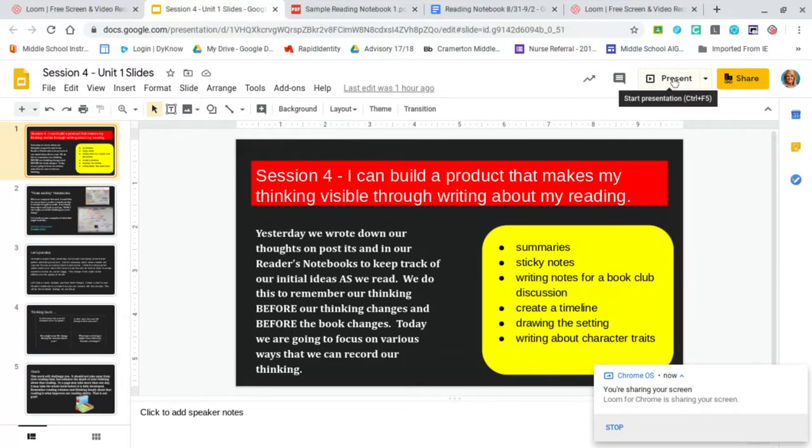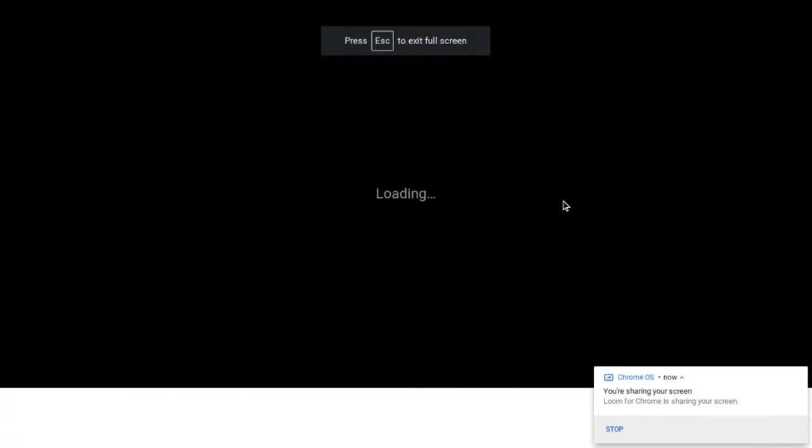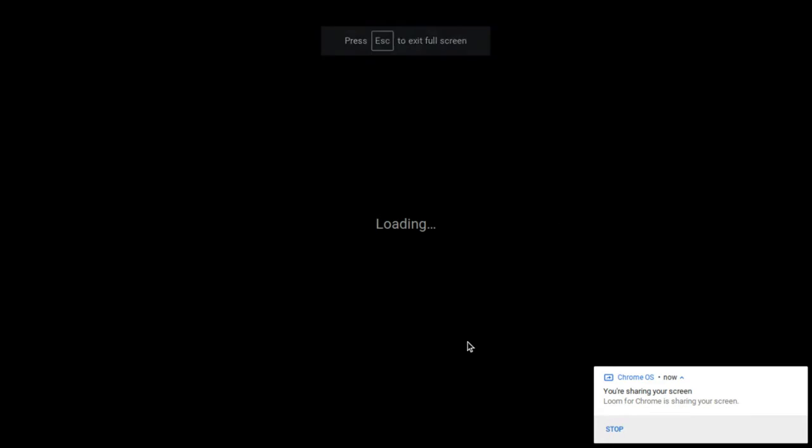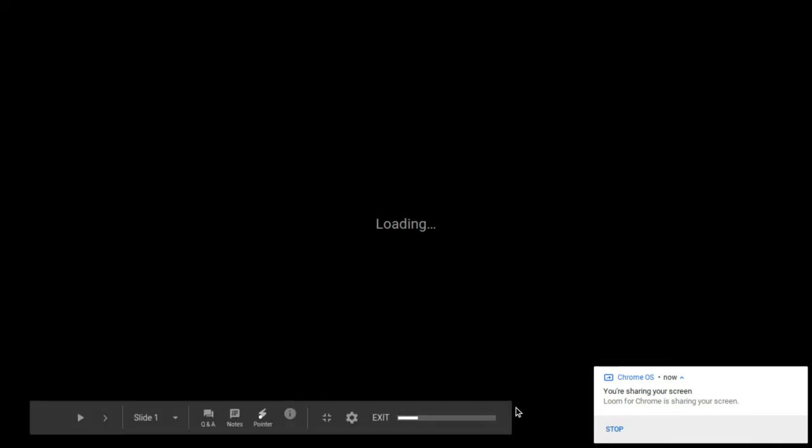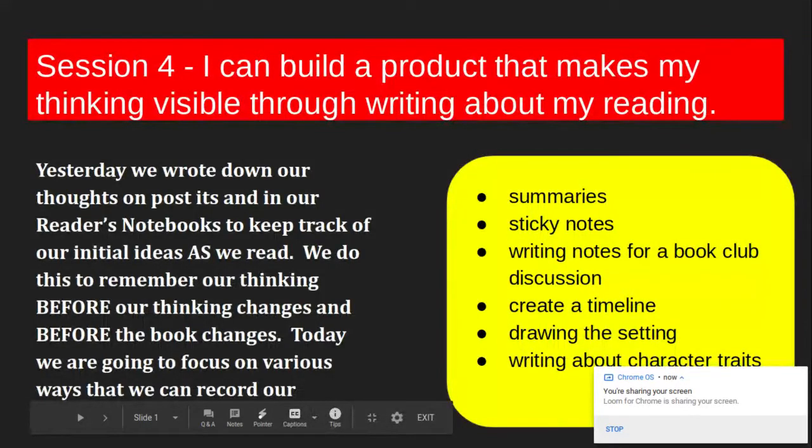Hey everyone. Today I want to talk to you about your session 4 slides that you see in your Canvas assignment for this week. I can build a product that makes my thinking visible through writing about my reading. Yesterday we wrote down our thoughts on Post-its and readers' notebooks to keep track of our initial ideas as we read. We do this to remember our thinking before our thinking changes and before the book changes.